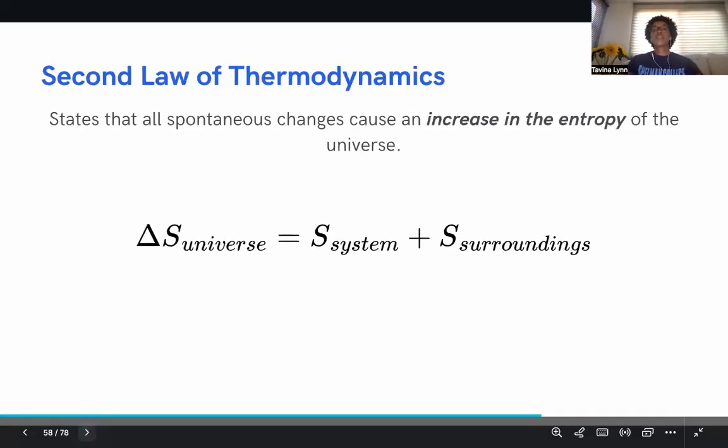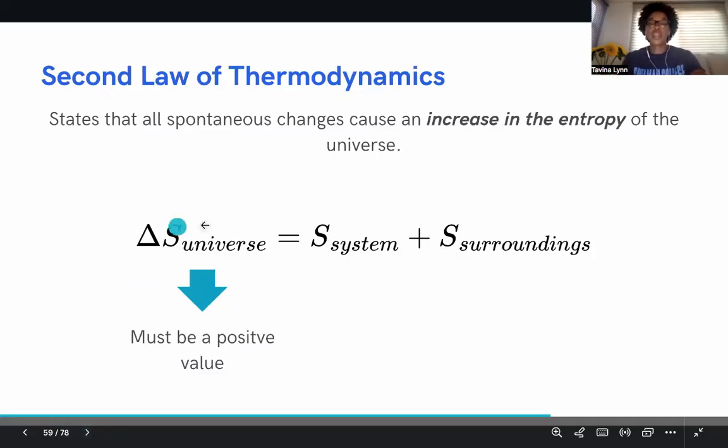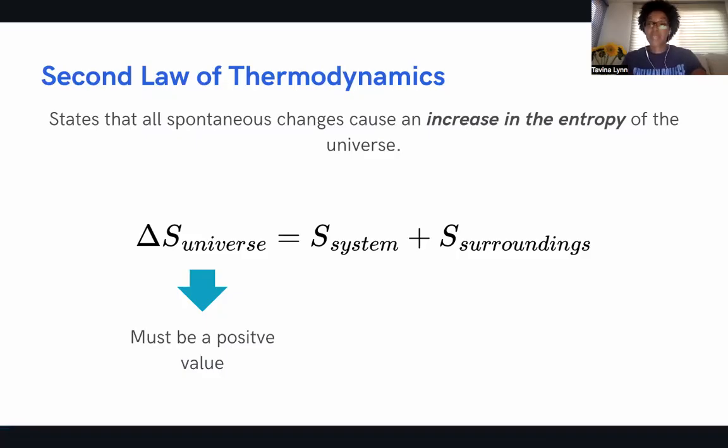Now, the second law states that all spontaneous changes cause an increase in the entropy of the universe. All spontaneous changes will result in an increase in the entropy of the universe. This is our second law of thermodynamics. So what that means is our change in entropy of the universe must be a positive value for spontaneous changes.